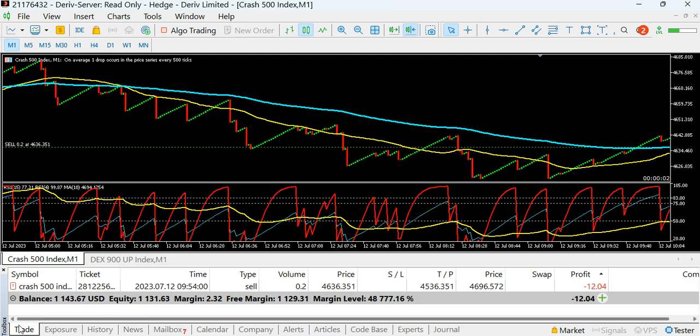This is your current trades that are open, and you can see there's a drawdown of $12. That's where you see your drawdown of the open trades.